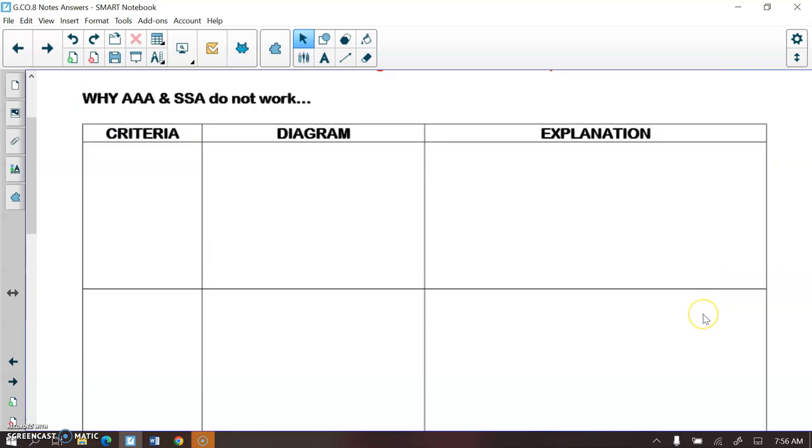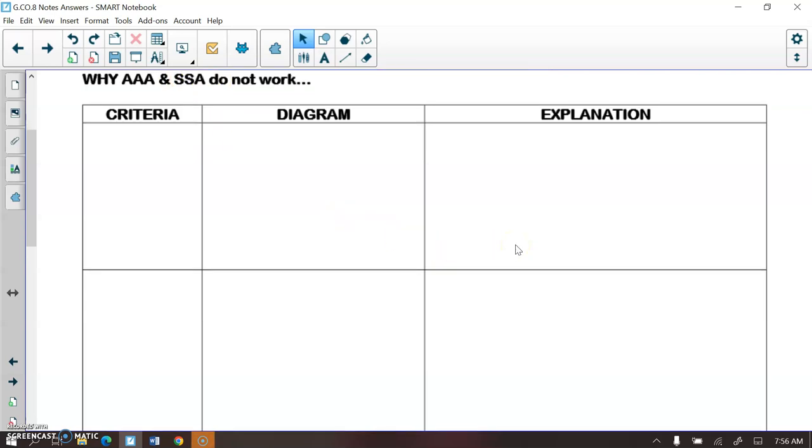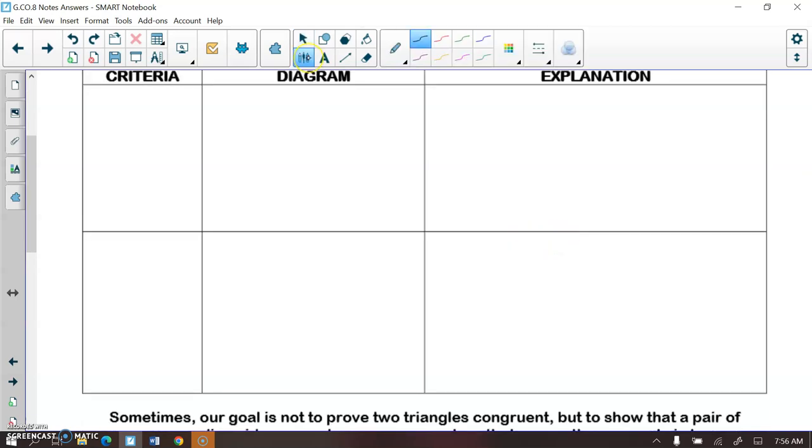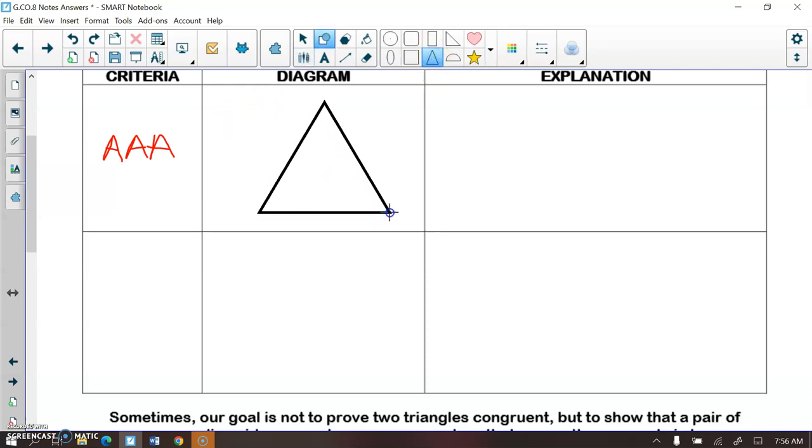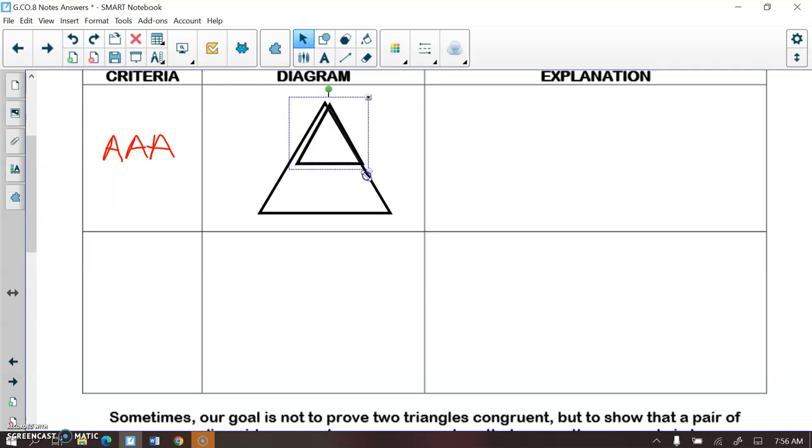Okay, so like I promised, we're going to talk about why the AAA and SSA criteria do not work for proving triangles congruent. So let's start with AAA. I'm going to draw a quick picture here. We have a big triangle, and we have a small triangle within it. Like so.